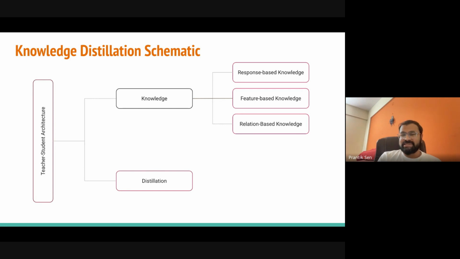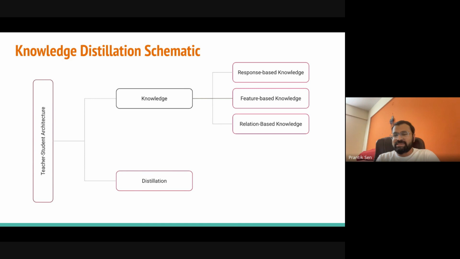Feature based knowledge is, each layer of the teacher will learn some features, right? So feature based knowledge is nothing but the activations. Given an input, what are the activations from each of these layers? If the student can learn that given this as the input, this is the activation which I am supposed to get out of the nth layer, that is what feature based knowledge is.